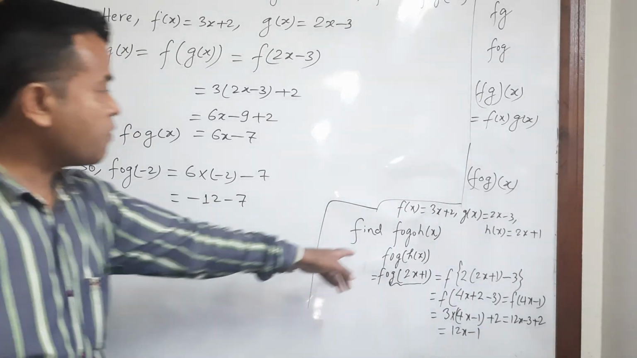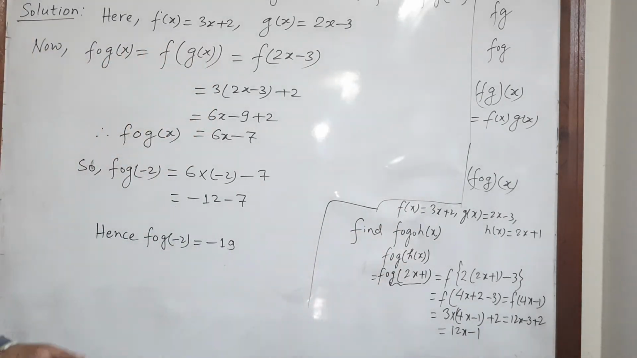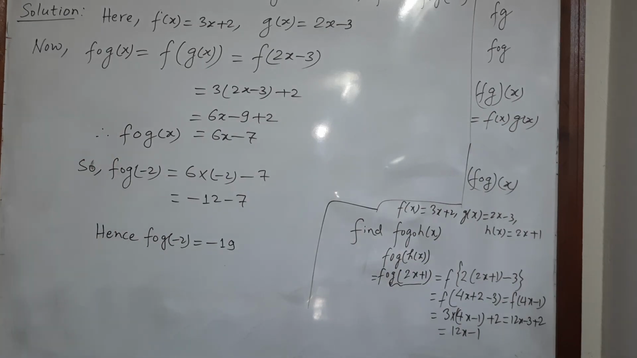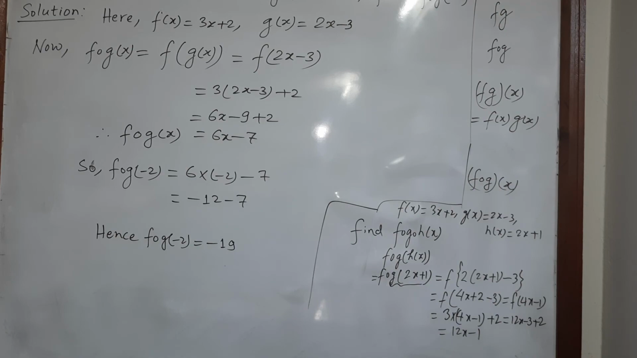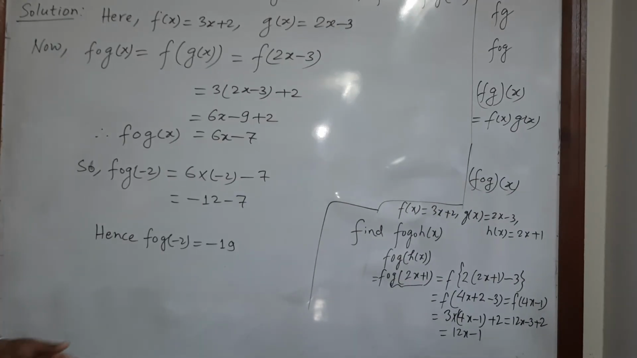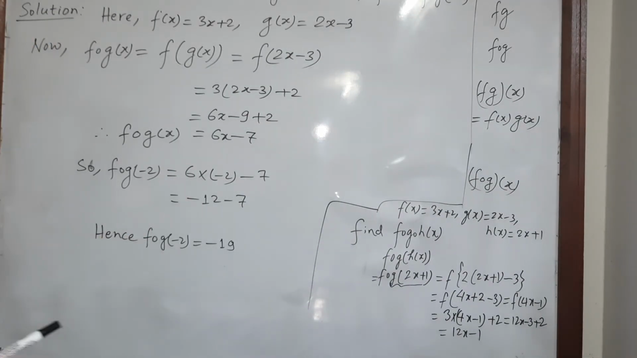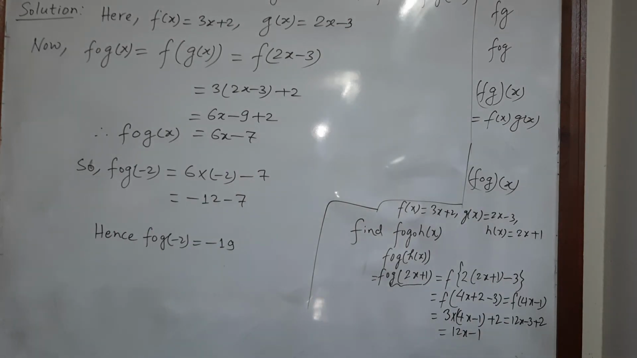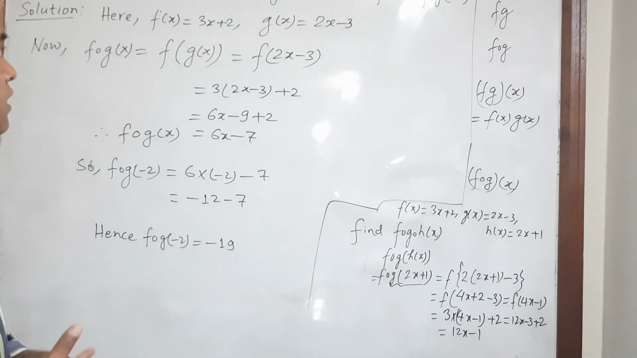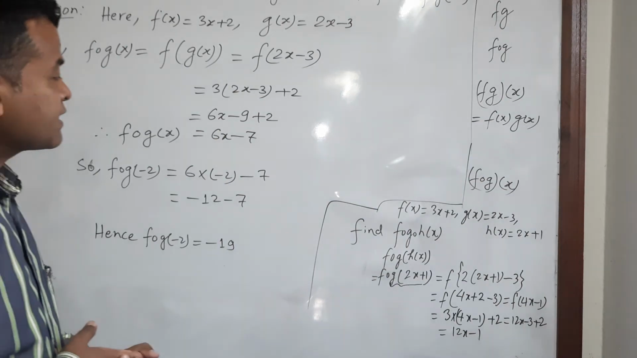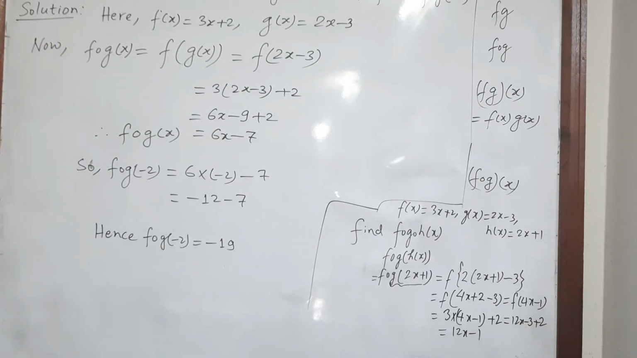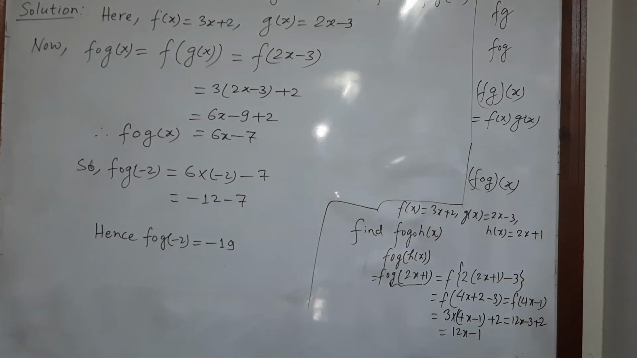So if we have to find composite functions of three functions, then also we can follow the same procedure. In this way we can solve any problems of composite functions, and if any inverse function is attached, then we should find the inverse of the functions, and the same procedure can be followed.